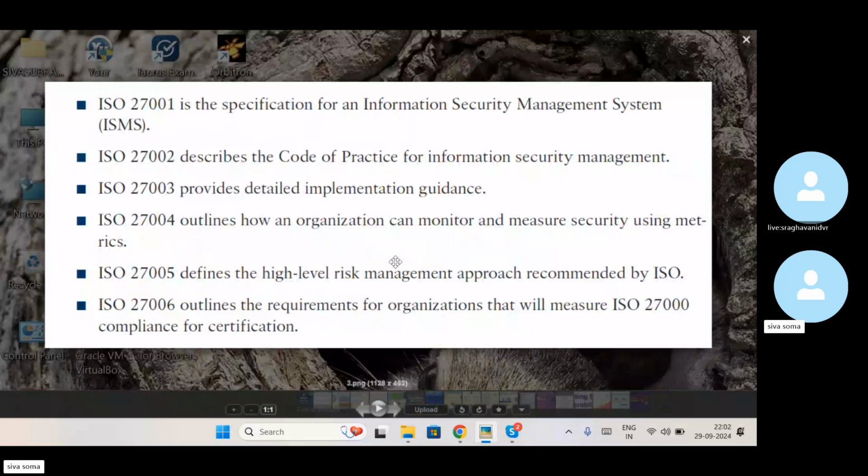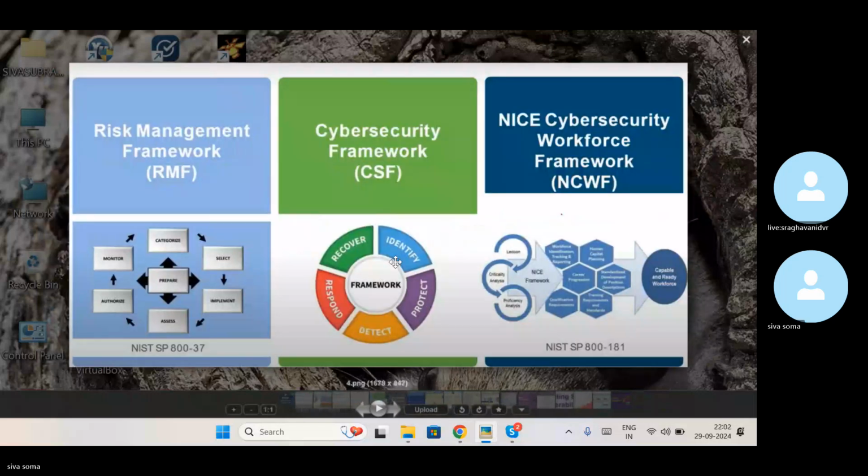So these are the main categories in ISMS, right? First, we go to specification and practice, implement, monitor, and risk management. And we will measure all the things that we implemented in the infrastructure, right?